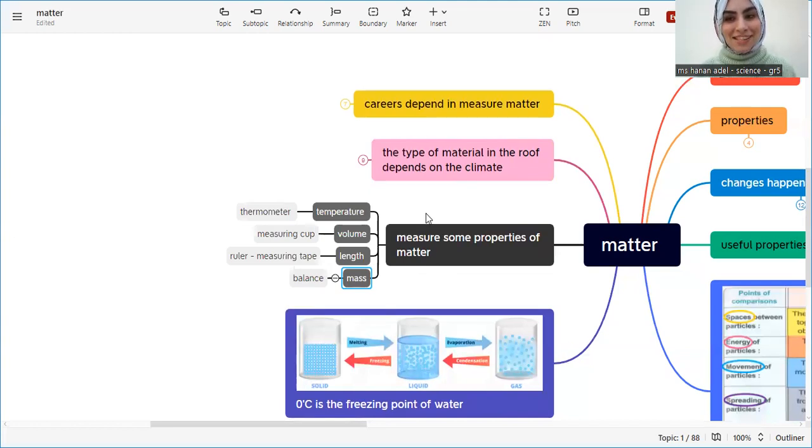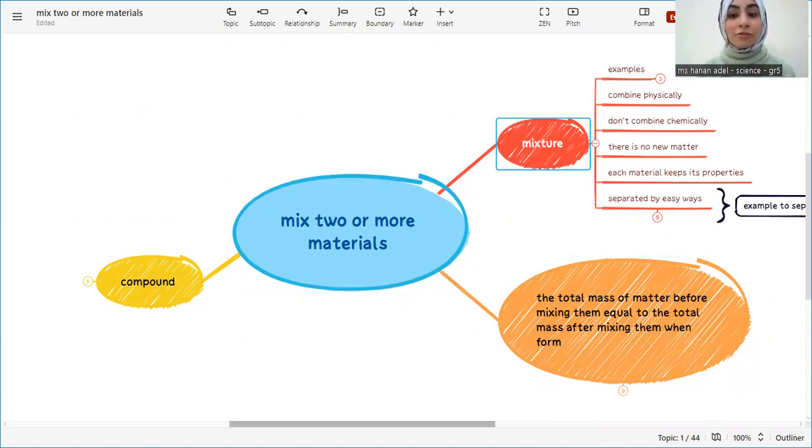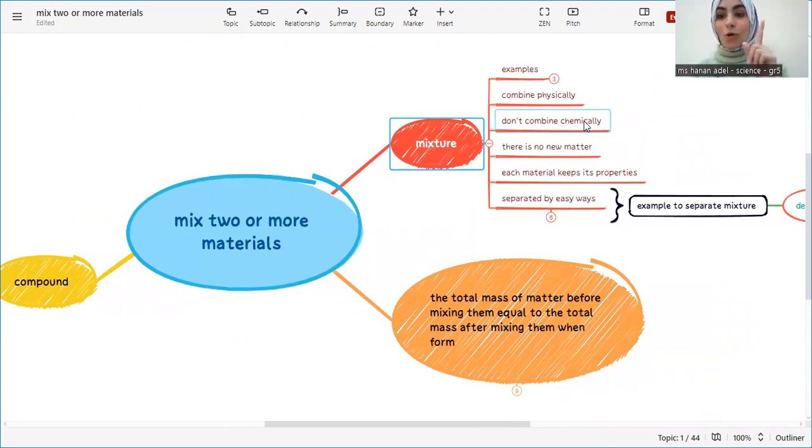Finally, we finished this map, and we have the last map for today, which speaks about if I mix two materials or more, what does it give me? If I mix two materials or more, it gives me one of two things, mixture or compound. What is the difference between them, miss? If I mix two materials and they don't give me a new substance, so they don't combine chemically, they don't change the structure, they don't make other chemical properties, they just combine physically, changing some of the physical properties like changing the size, for example. Now we have a mixture.